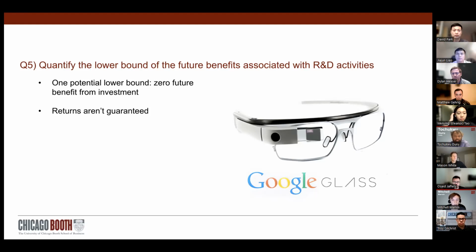So we're kind of using Google Glass here as an exaggeration, but you can see this as an example where you put in this research and you don't get the benefit as a result. So your lower bound would be 0 benefit.